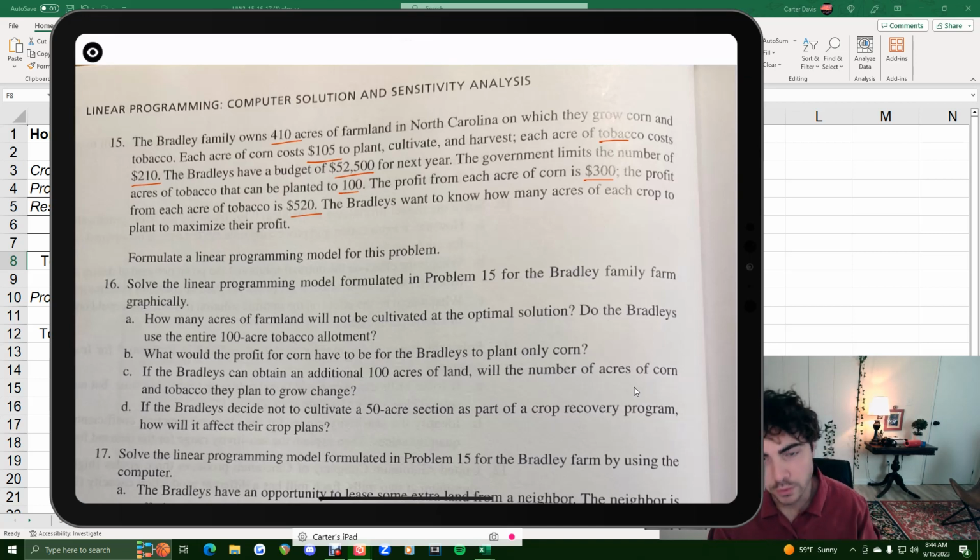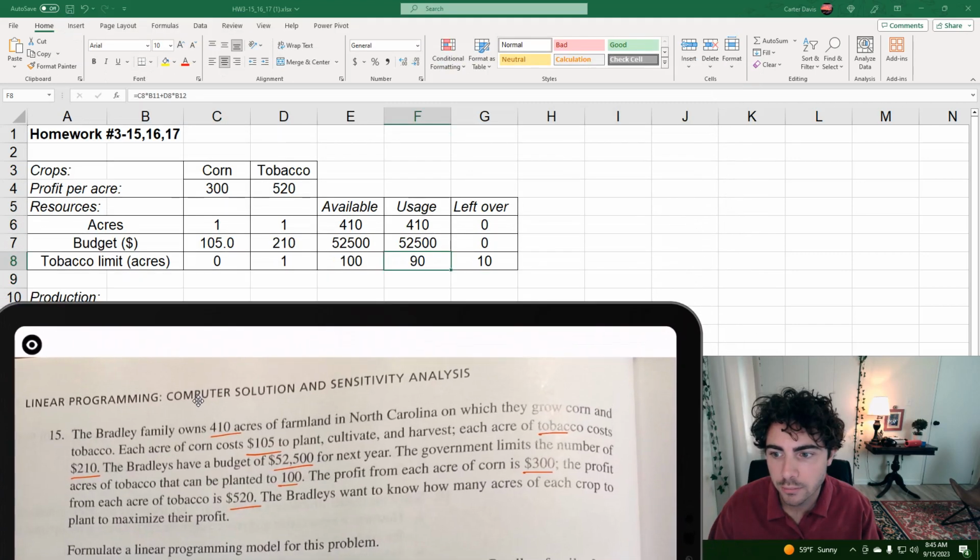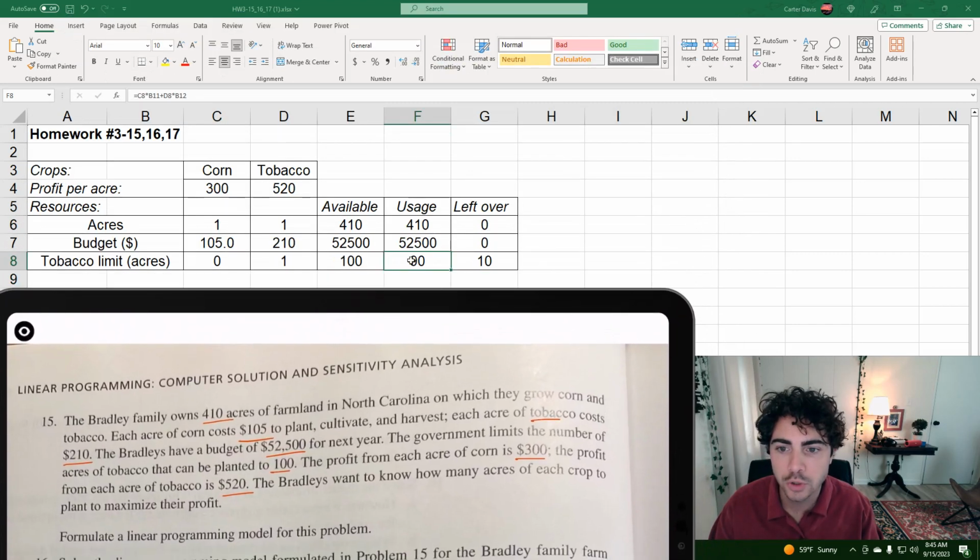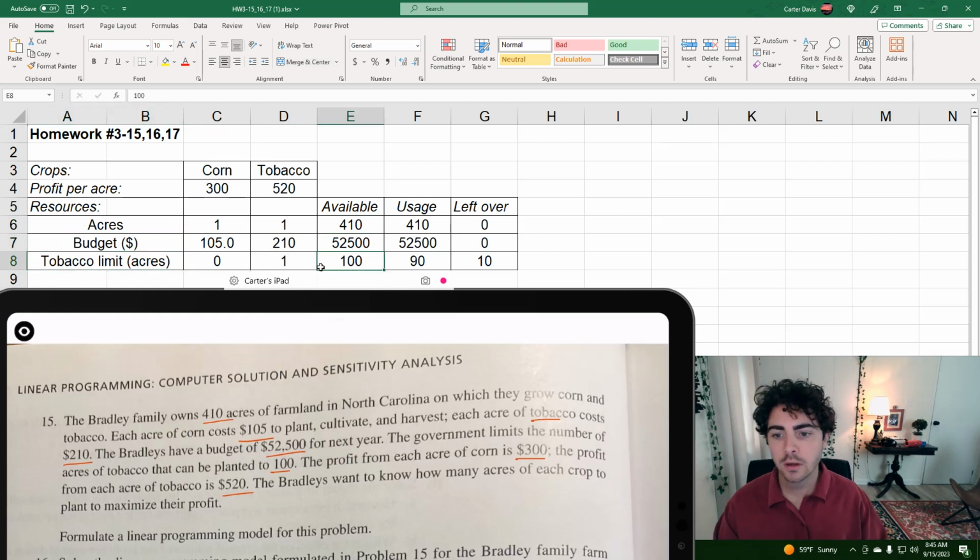So all I will do is kind of justify each piece in the Excel sheet here. So obviously starting off with the profit per corn acre and tobacco acre, that's just right here, 300 and 520 respectively. The acres they have available is 410, that's given at the start. The budget, the money they have available is $52,500, that's right here. And the tobacco limit is 100 acres, okay? Let's talk budget first, and I'll talk about the acres and tobacco limit, ones and zeros.